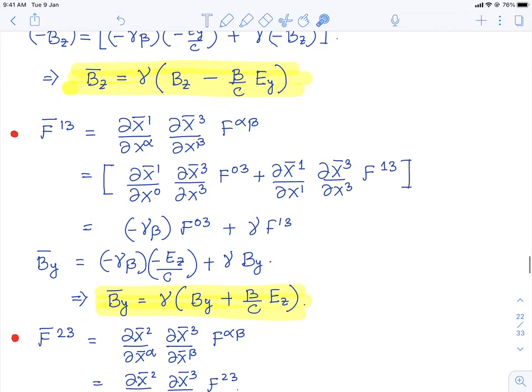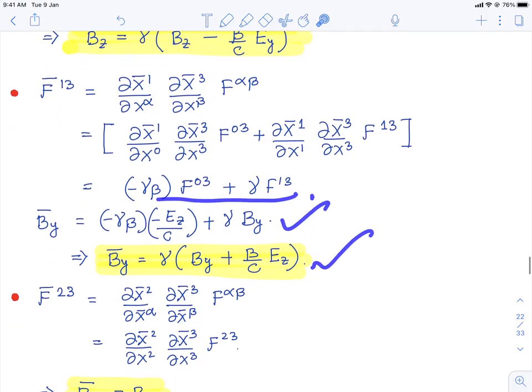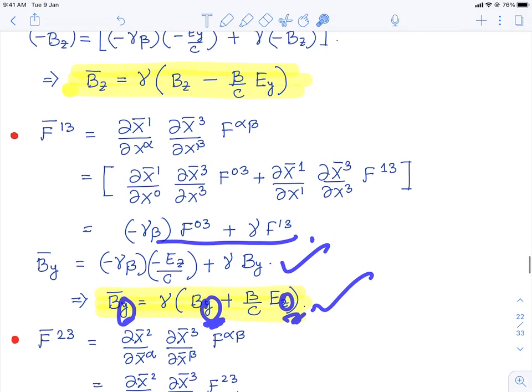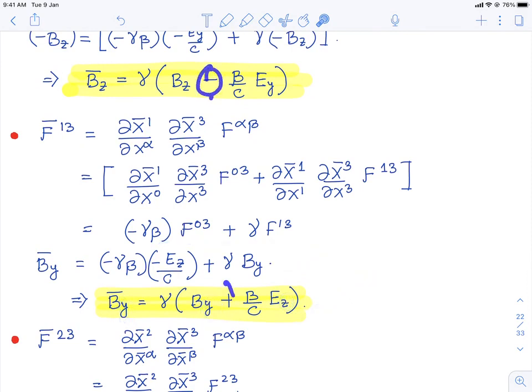So we are left with 2 more. I think By, this is F13, that one. Again, playing the same game, because this is 3, this beta can only be 3, and this is 1, so this can be 0 and 1, and writing it out, you get these transformation equations for By. Again, By bar is given by By in the unprimed frame, and Ez comes in here. And you see, just like the electric field, the magnetic field mixing happens with a different sign here, and for Z, there's the Y component of the electric field, and for the Y component of the magnetic field, there's the Z component of the electric field.